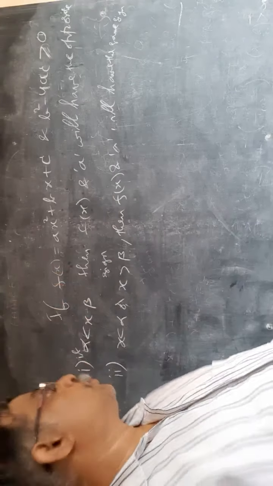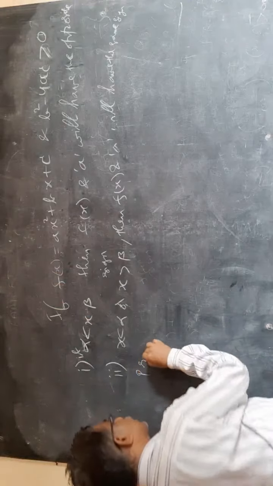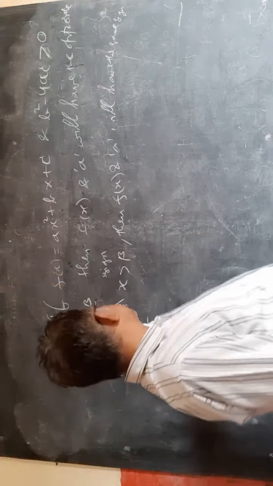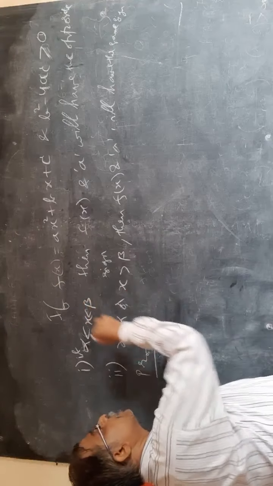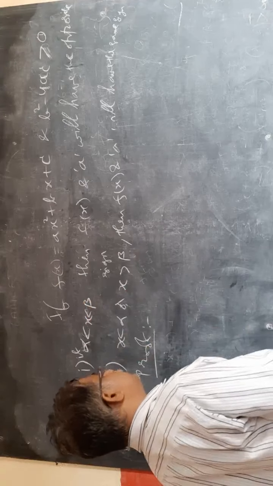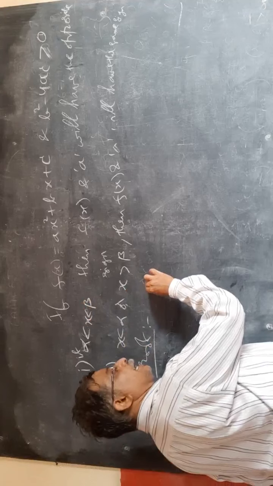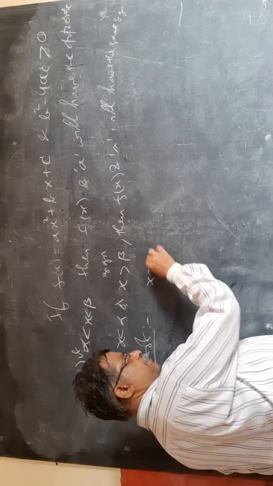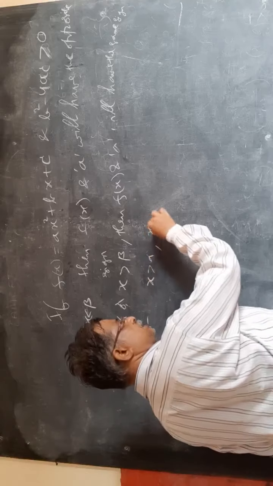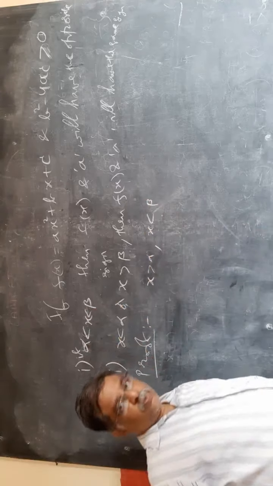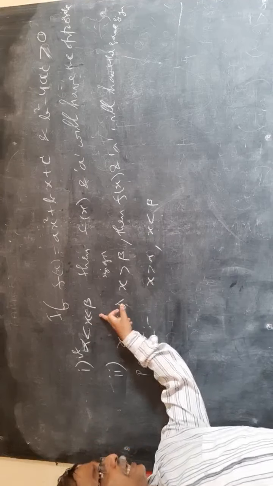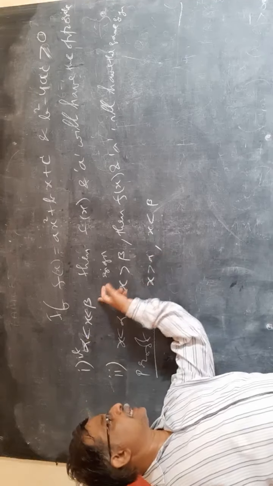Now we'll prove this in the same way. If x lies between alpha beta, what happens? What is meant by x lies between alpha beta? X is more than alpha, but x is less than beta. X lies between alpha beta means alpha is less than x, x is less than beta.